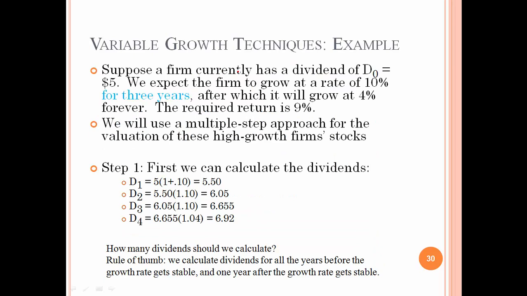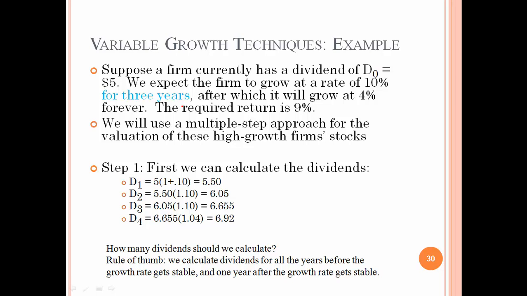So for example, suppose we have a company that currently has a dividend of $5, and the company is going to grow at a high rate of 10% for 3 years, and 3 years only. And after that, it will grow at 4% stable till forever. And the required rate of return is 9%. Then we'll use this multiple step approach for the valuation of those high growth, or say variable growth, company stocks. So the first thing we want to do is to calculate the dividends every year.